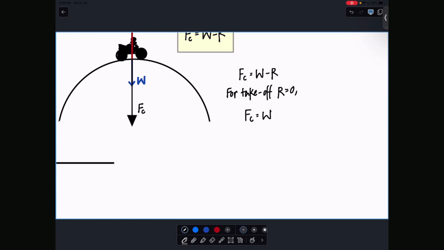Mv squared by R, right? Mv squared by R. And do you know what the formula for weight is? Obviously, mg. Again, like an observation, what happens? Mass cancels out. So that's why it might come as a surprise, but your car taking off doesn't depend on the weight of your car.